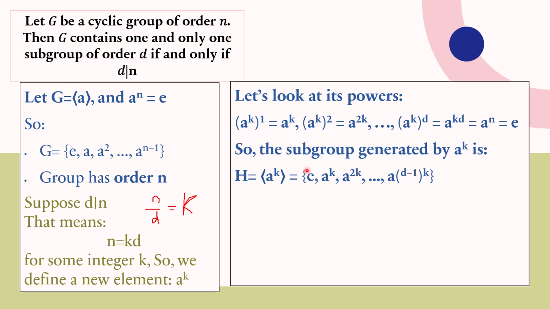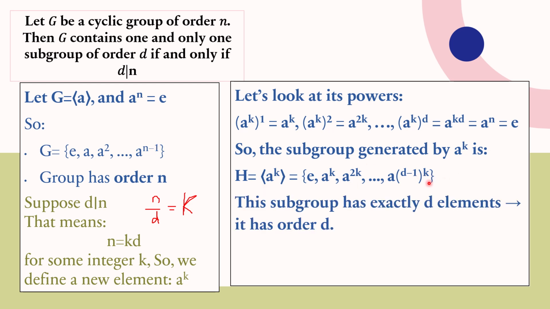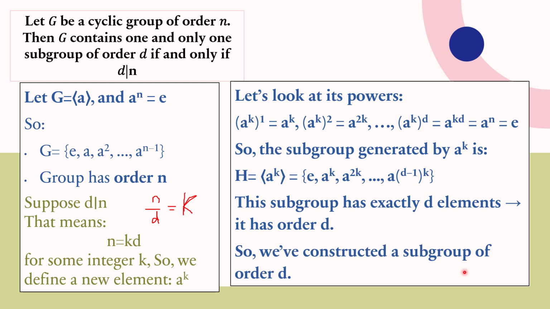Why k? Because the generator is a^k, it's not just a. If it was a^L, let's suppose, it would be a^(n-1) raised to L. In a similar manner, it's a^k, so we get (a^(d-1))^k. This subgroup has exactly d elements. Like this group has exactly n elements, this one has d elements and has order d. So we have constructed a subgroup of order d. Therefore, this is how we got the subgroup. So now the first part is proven, that there is a subgroup when d divides n.